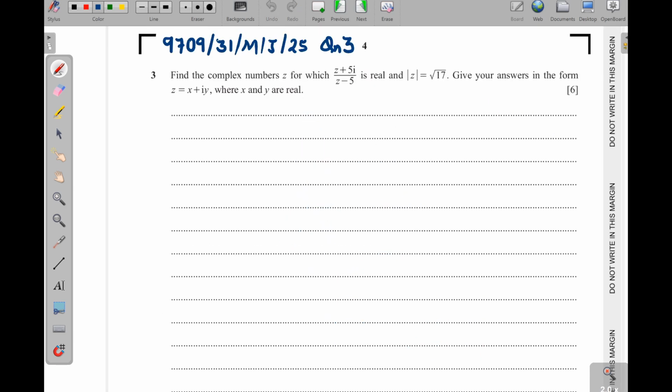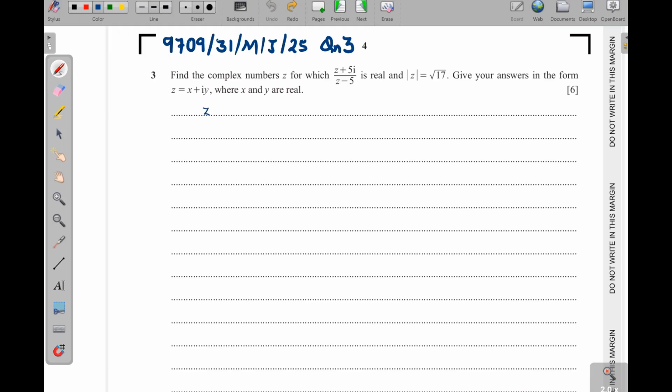Question 3 is coming from complex numbers. Find the complex numbers z for which z plus 5i over z minus 5 is real, and the modulus of z is 17. Give your answers in the form z is equal to x plus iy, where x and y are real. Now, I'll let my z be this x plus iy, okay?